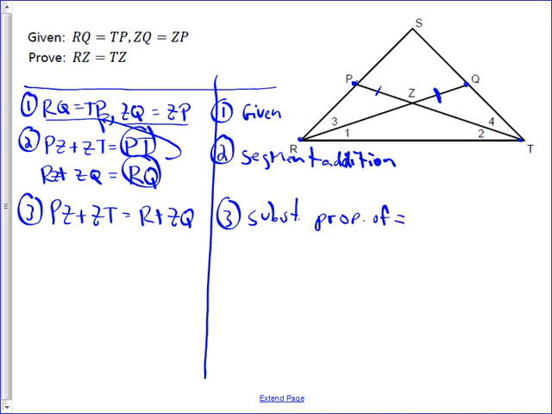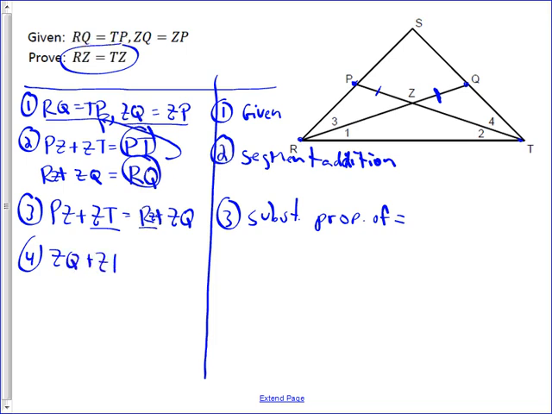And so we want to go through and then look at this statement we just created. PZ plus ZT equals RZ plus ZQ. Now, if you notice, our goal is to show that RZ and TZ are equal. Well, here they are. They're on opposite sides of an equation, which means that PZ and ZQ need to cancel each other out. And that happens through one more substitution of recognizing that PZ is just the same as ZQ.